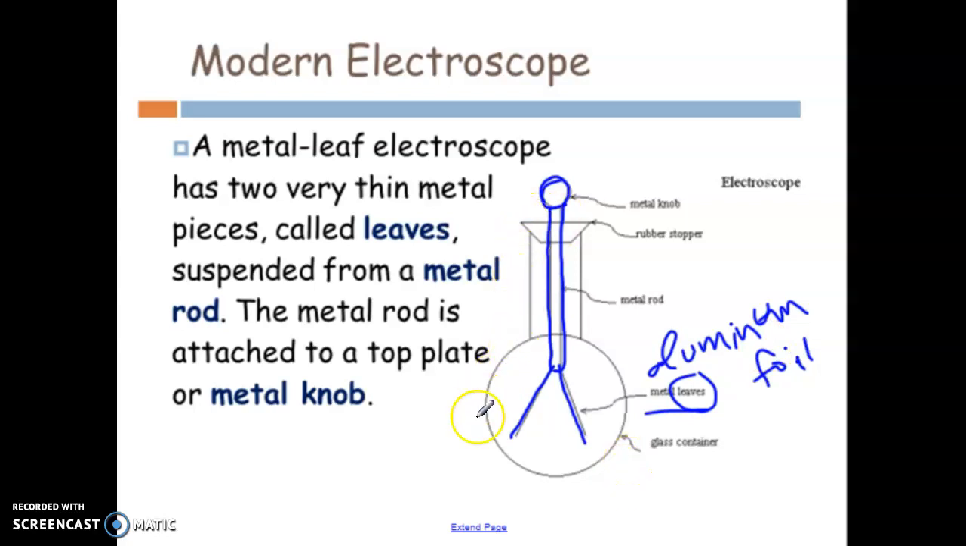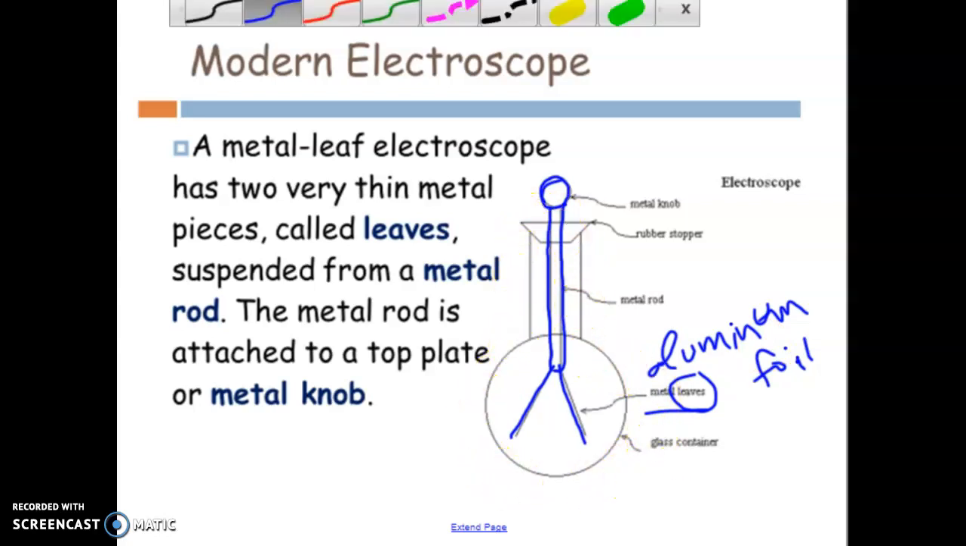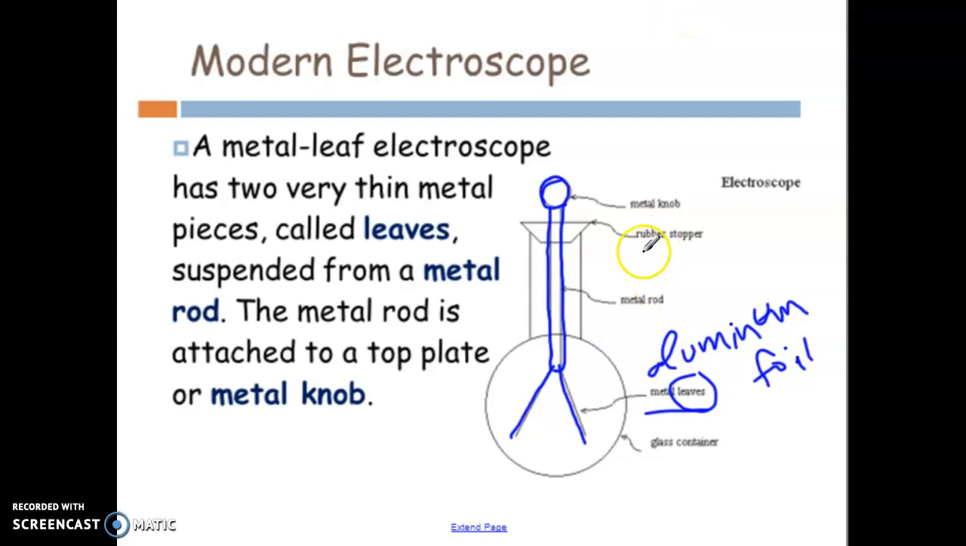Okay, now the outside is made of insulating material. So notice rubber and glass. So usually you have some sort of insulating material that's holding the rod in place. And the outside of this metal container is usually made of glass or plastic.